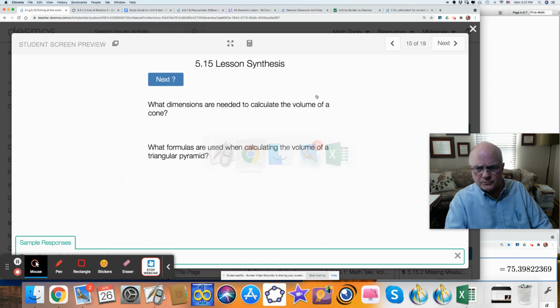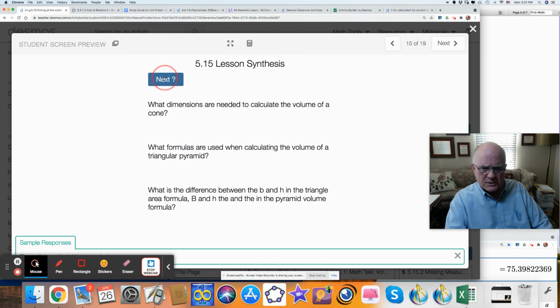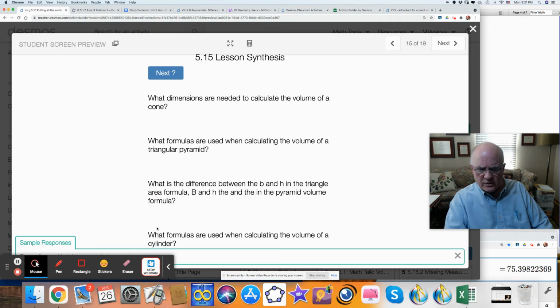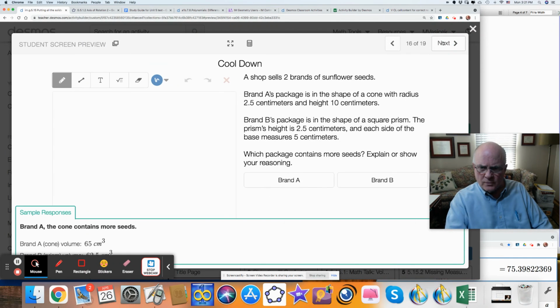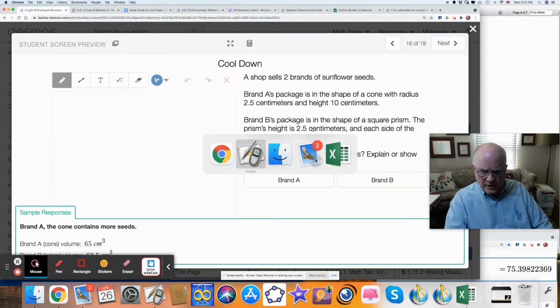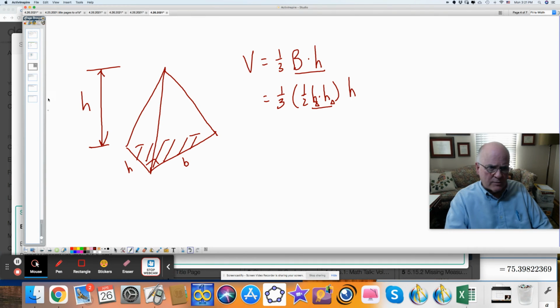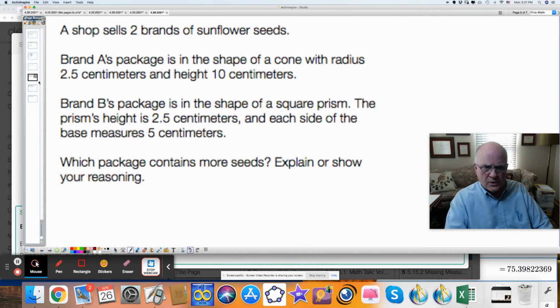Very important. Let's see, what else do we need to ask? What's the volume used in calculating a cylinder? Pi r squared times h. And then there's this last problem for you to do. And since I've spent so much time already talking about this, I will go ahead and show you this.